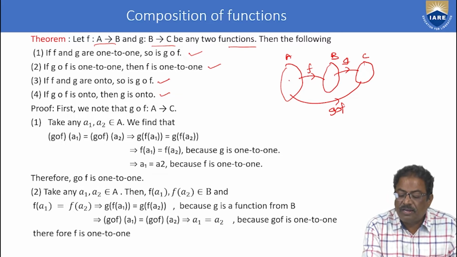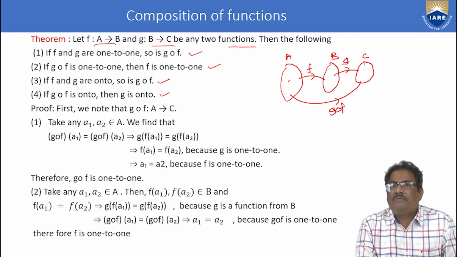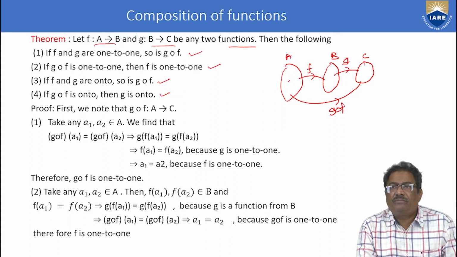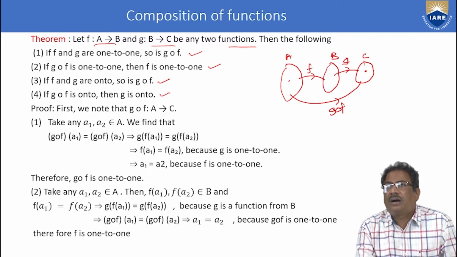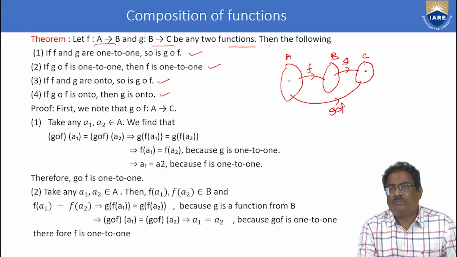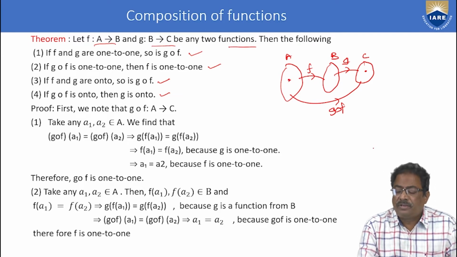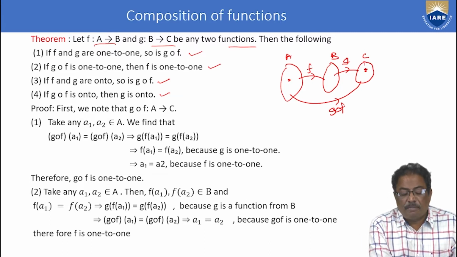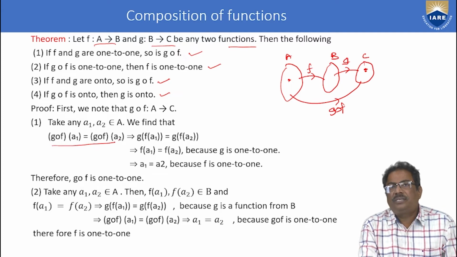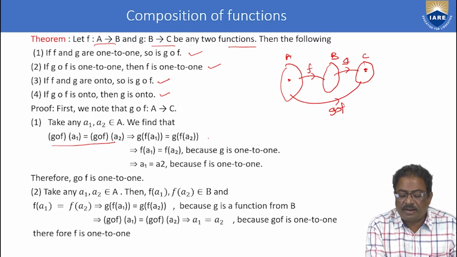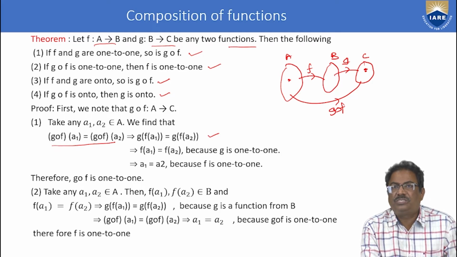Now we have to consider any two elements here. If I take a1, a2 belonging to A, and a1 is not equal to a2, then g of f of a1 is not equal to g of f of a2. Otherwise, if the images are equal, then naturally the pre-images under g of f are also equal, and then g of f is 1 to 1. So let us assume that their images are equal: g of f of a1 is equal to g of f of a2.